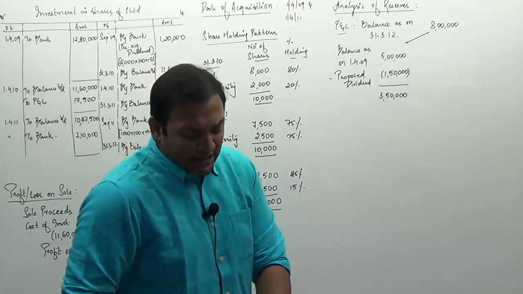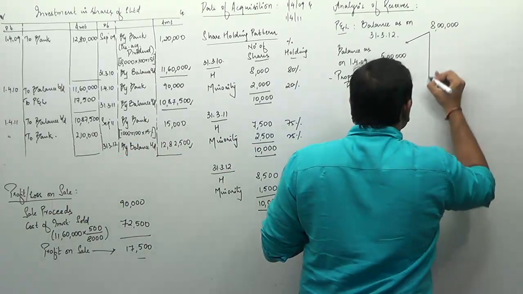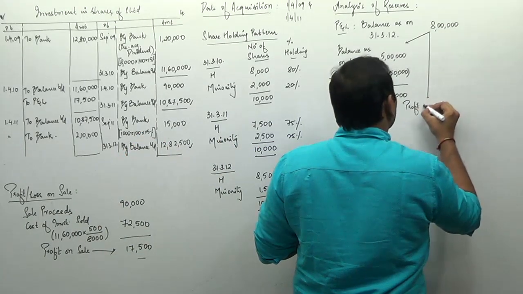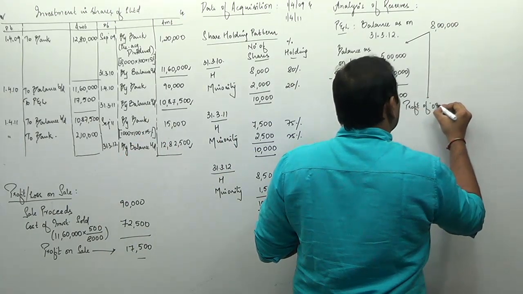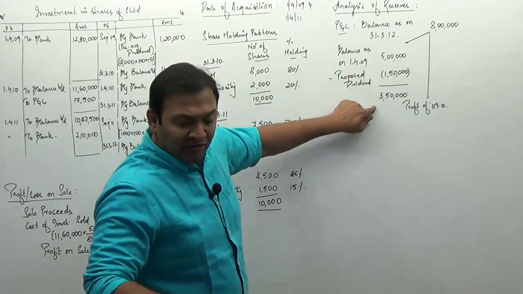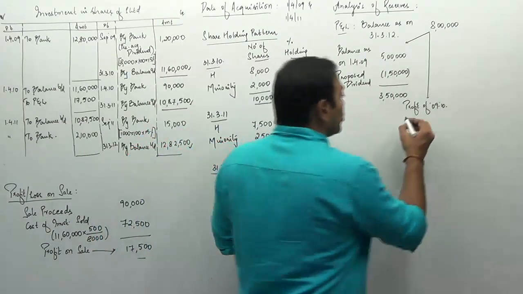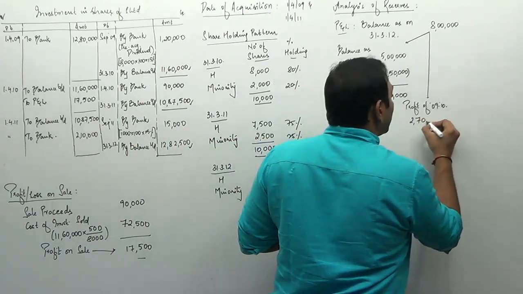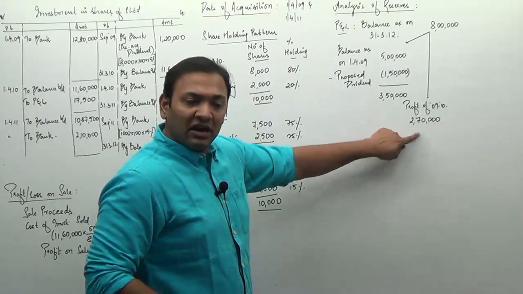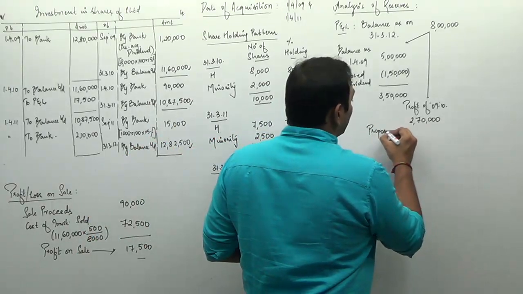Next year my reserves went up to 6,20,000. This should be the profit of 2009-10. How much should be the profit of 2009-10? 3,50,000 it was. It went up to 6,20,000. So basically my profit is 2,70,000. From this year also again I have to give dividend. Give a deduction for proposed dividend even here.